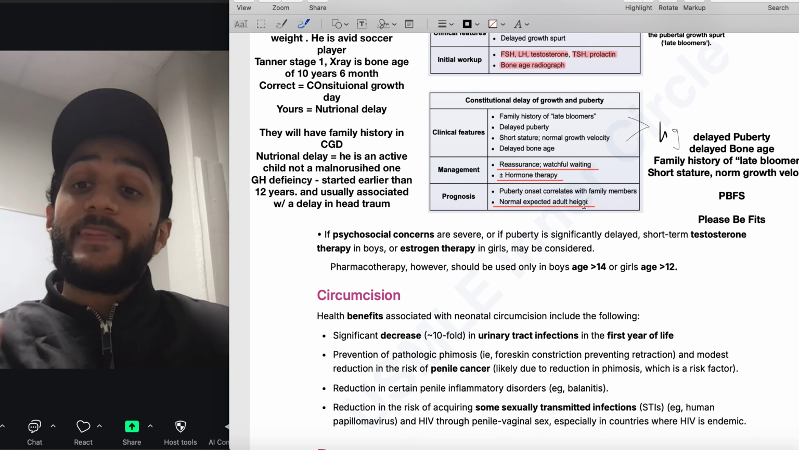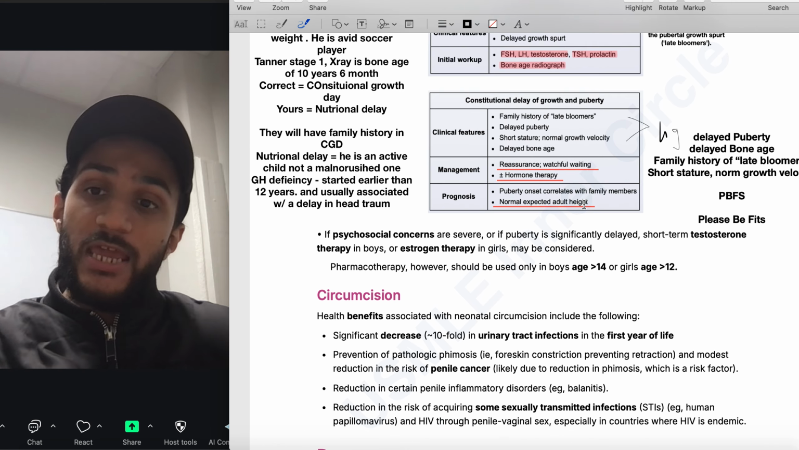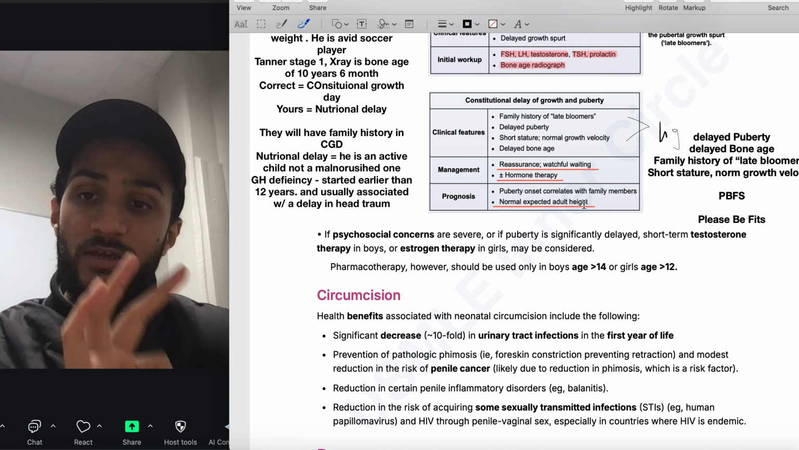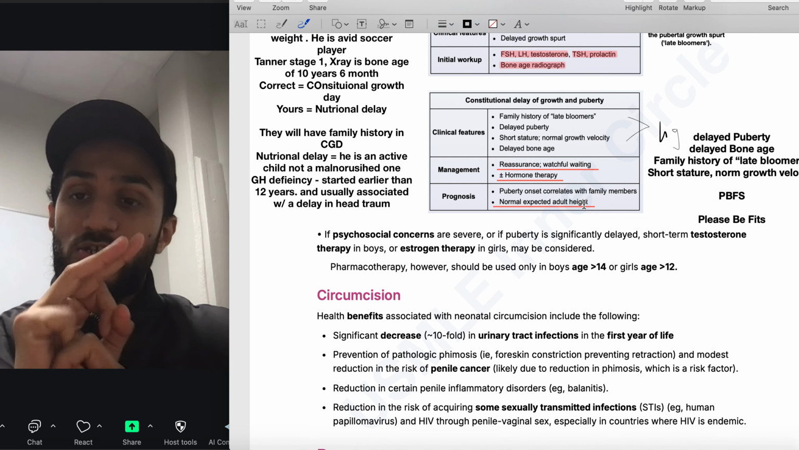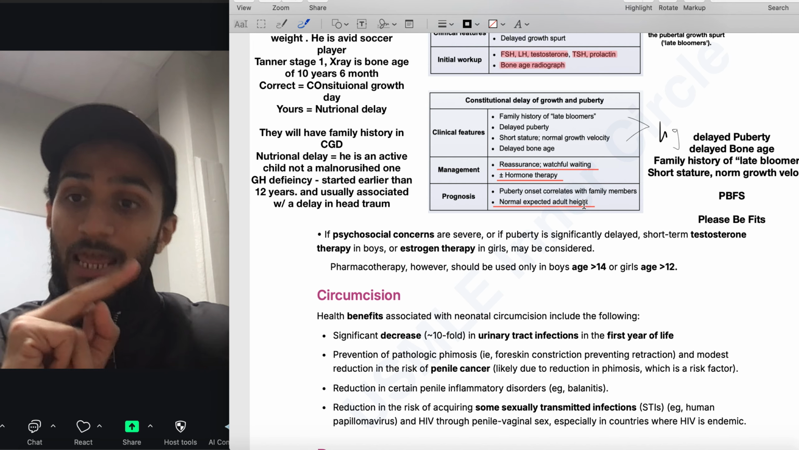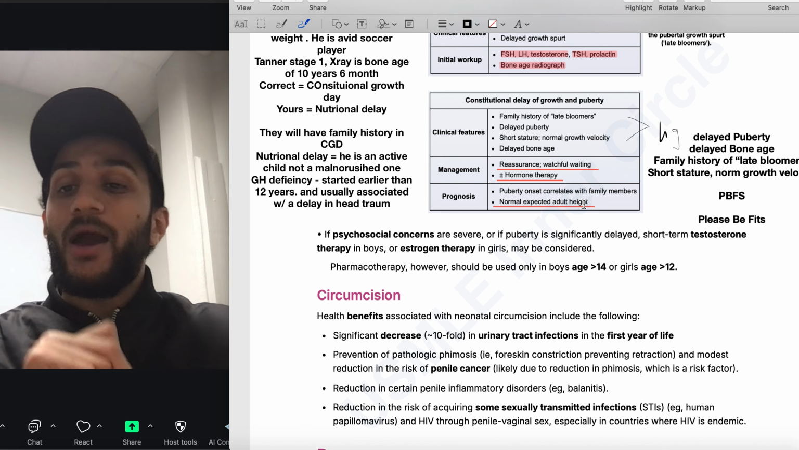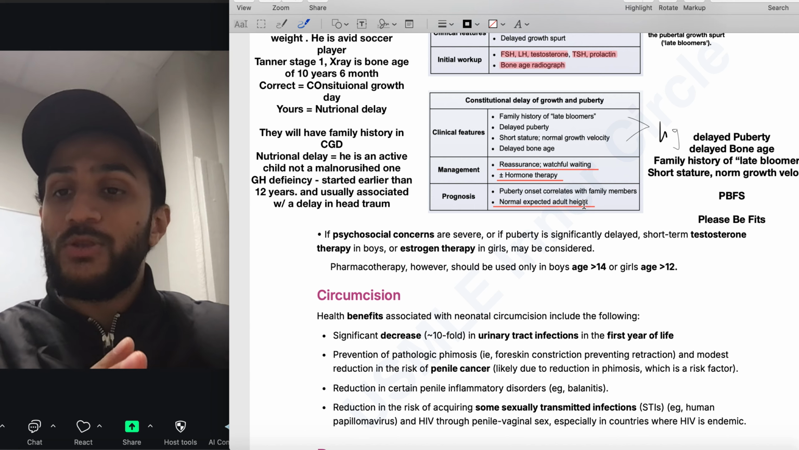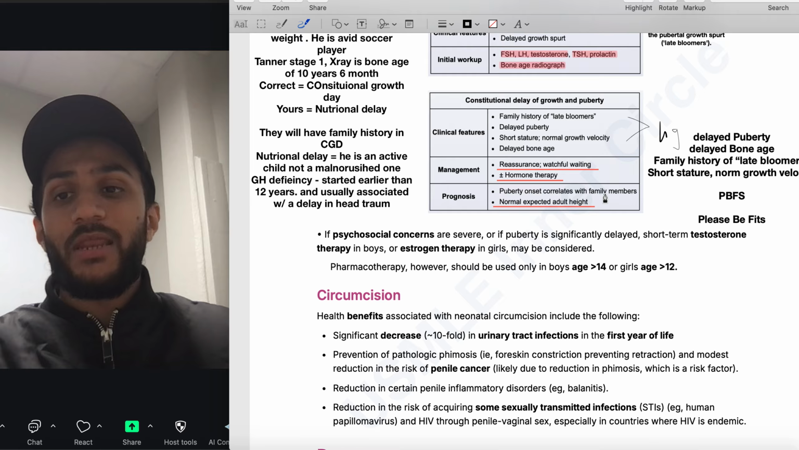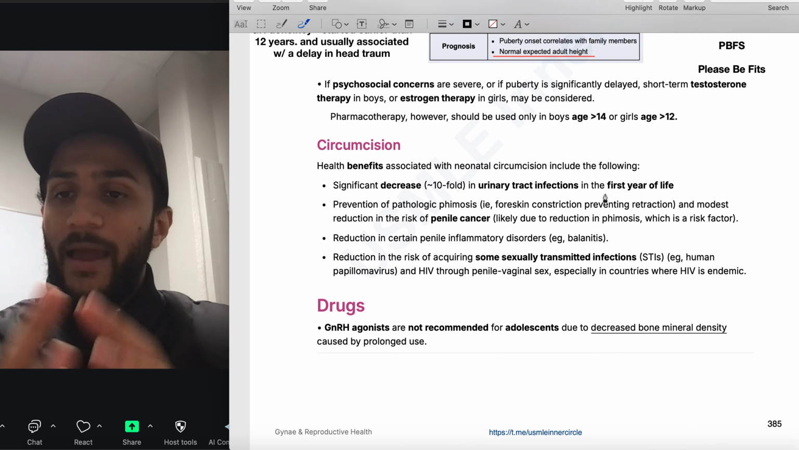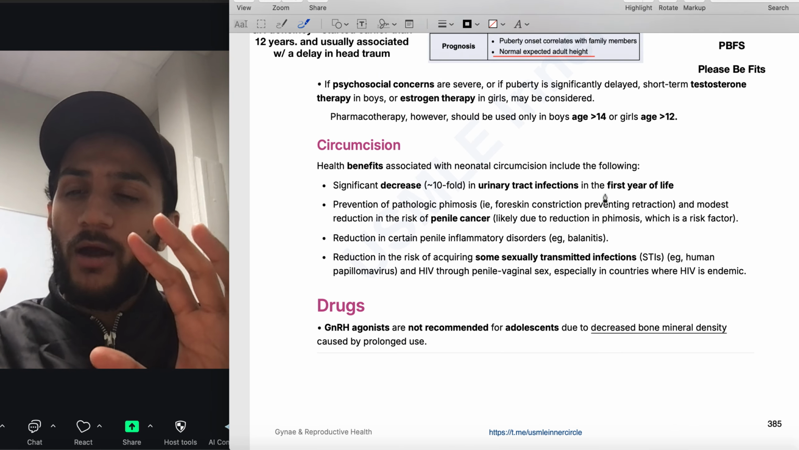Okay, this is important. Constitutional delay in growth and puberty. I said 3 categories we need to have: family history, delayed bone age. Last one is going to be hypogonadism, so the testes may not be developed. Tanner stage 1. That's what we need. Other points are not too high. I won't be recapping those, but just keep those 3 points in mind, and I'm sure you're gonna ace any question on that.